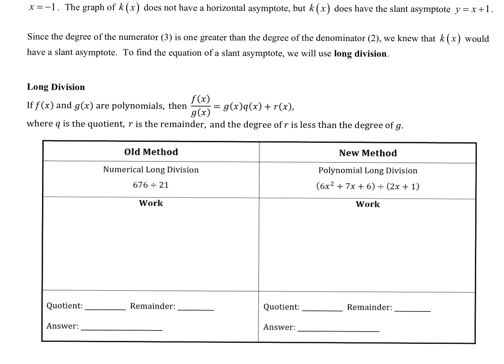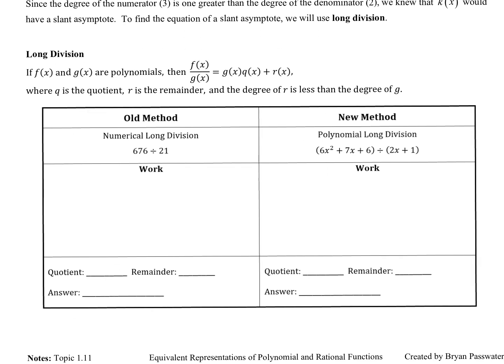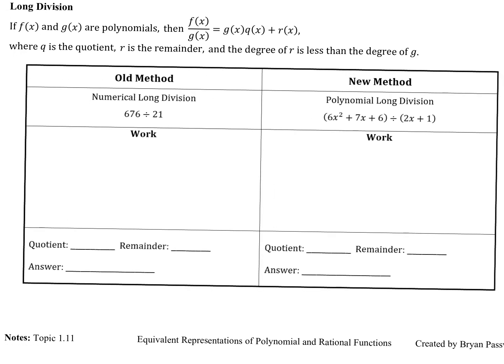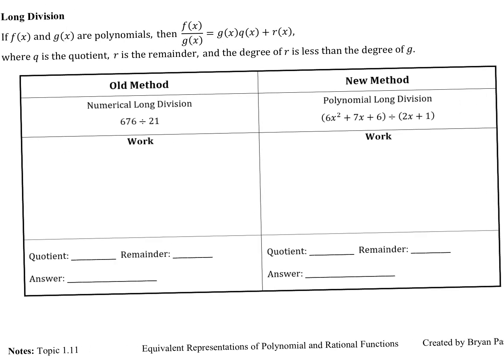If f of x and g of x are polynomials, then f of x over g of x equals q of x plus r of x over g of x, where q is a quotient, r is a remainder, and the degree of r is less than the degree of g. Beautiful. All right, and so let's talk about long division. I absolutely love long division, and so here we go.